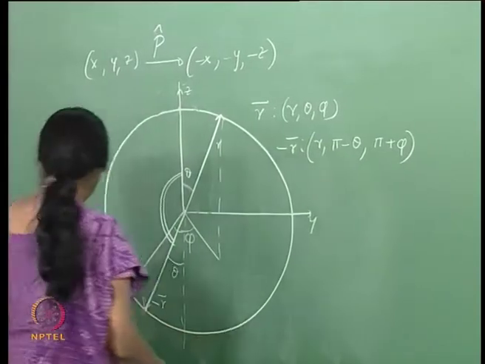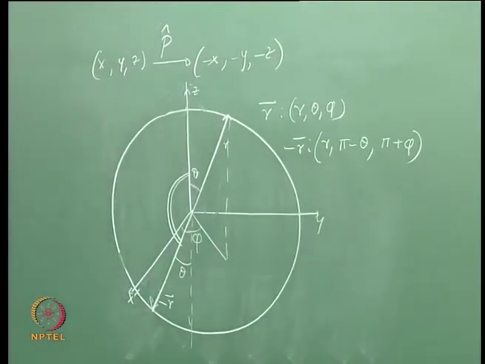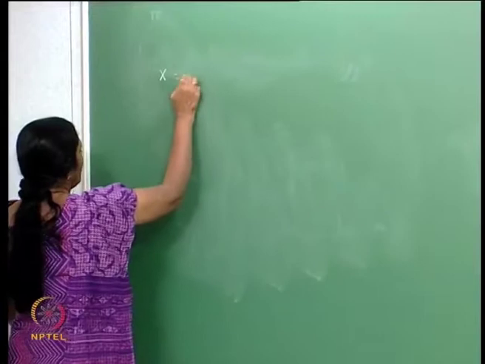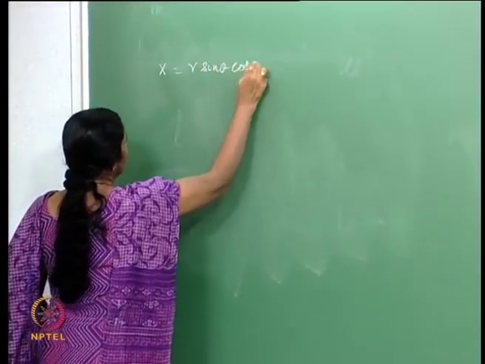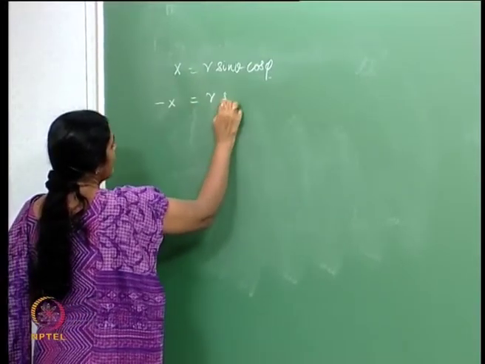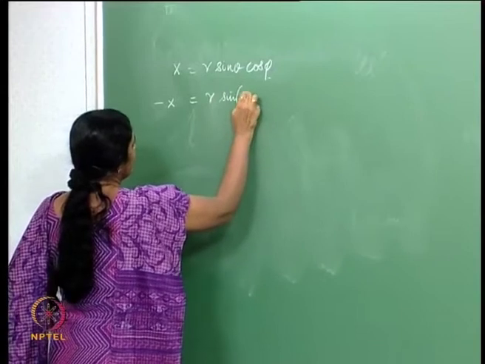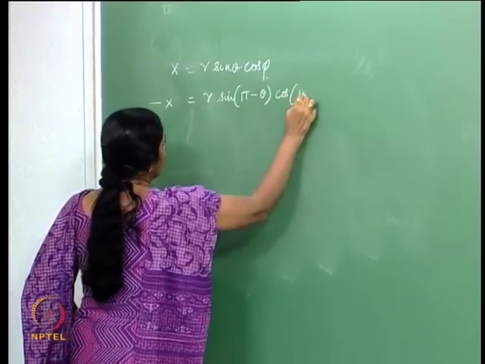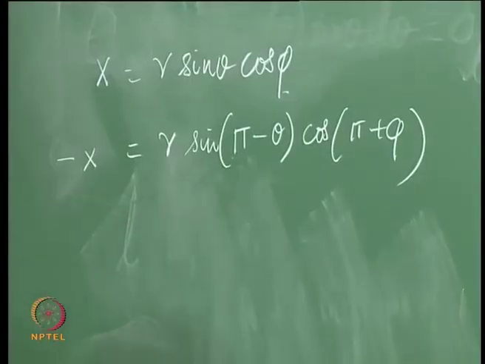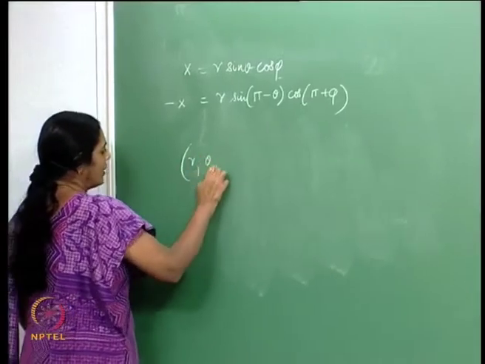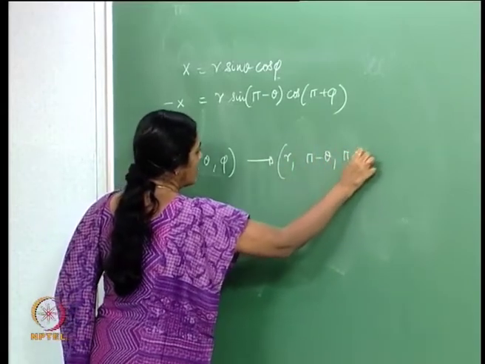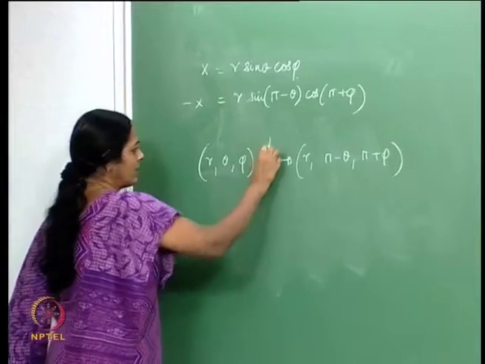You can look at it this way. x is r sin theta cos phi, and minus x under parity: theta goes to pi minus theta and phi goes to pi plus phi, and it is consistent. Similarly, y and z. So, under parity r, theta, phi go to r, pi minus theta and pi plus phi. This is what happens under parity.